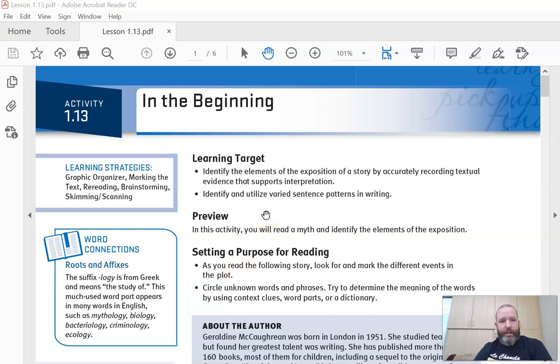Alright, today we're going to be looking at activity 1.13. Okay, our goals for the day: identify the elements of the exposition, that means the beginning of a story, by accurately recording textual evidence that supports interpretation. So you're going to make some thoughts about the beginning, how the author starts the story. And identify and utilize varied sentence patterns in writing.